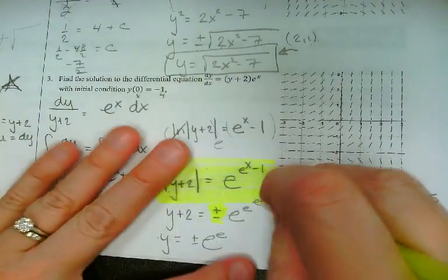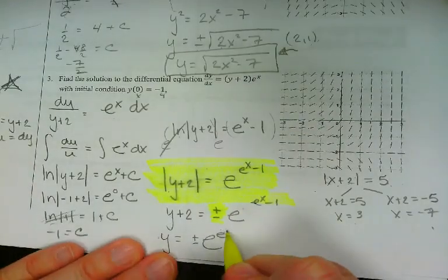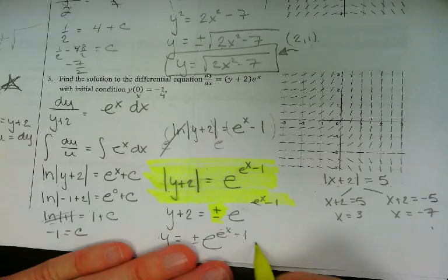Do I have too many e's in there? I feel like I do. I feel like I have an extra e in there. Sorry. E to the x minus 1 minus 2.